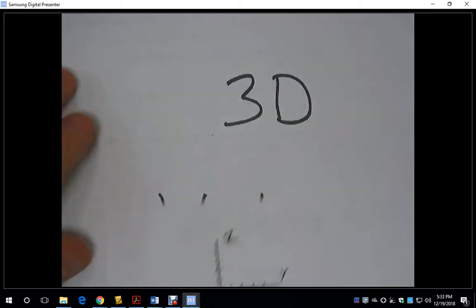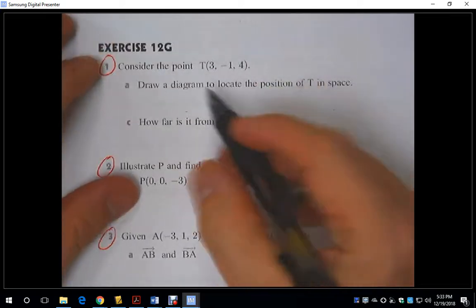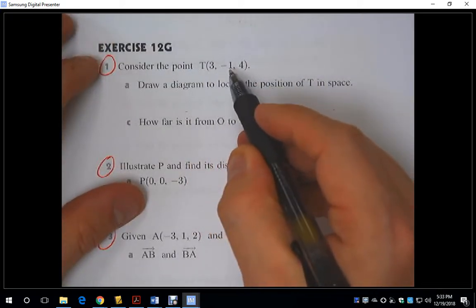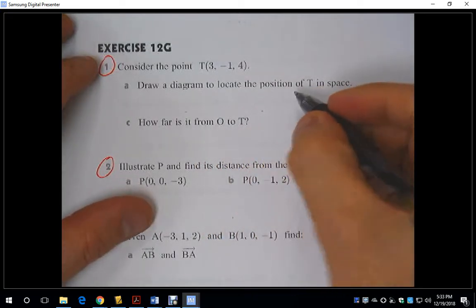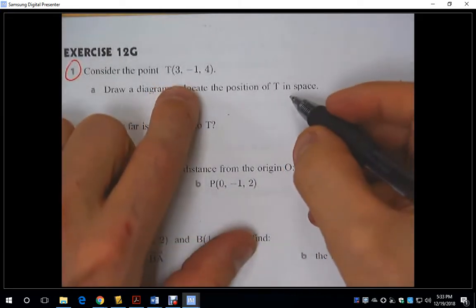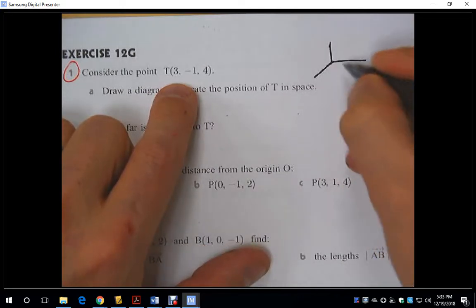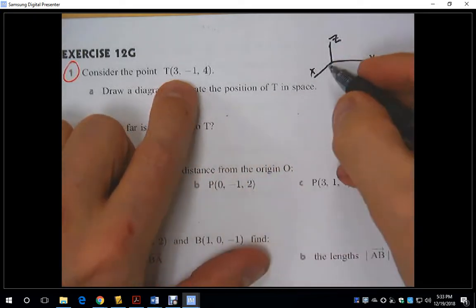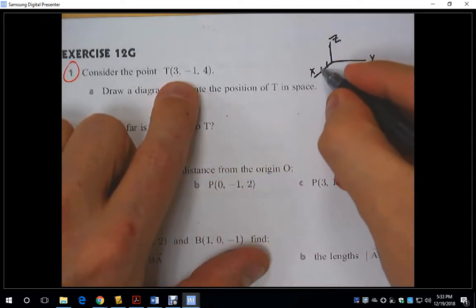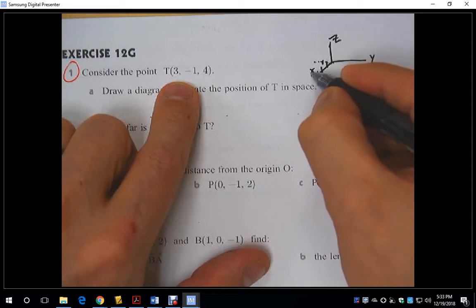Now let's look at our first problem. The first problem says consider that we have this point T at (3, -1, 4), and it says draw a diagram to locate the position of T in three-dimensional space. So we have our grid. This is our x, y, z Cartesian grid. We're going 3 units forward, 1, 2, 3. We're going 1 unit to the left, so that would be over here somewhere.